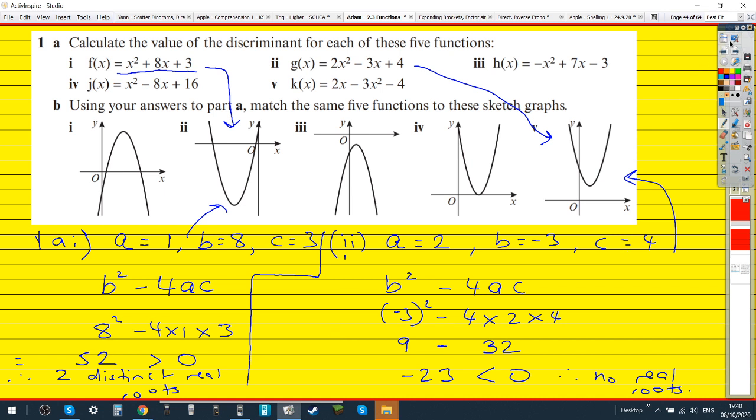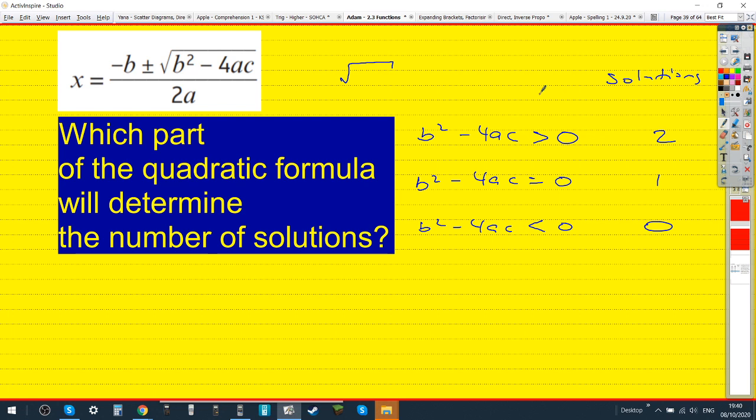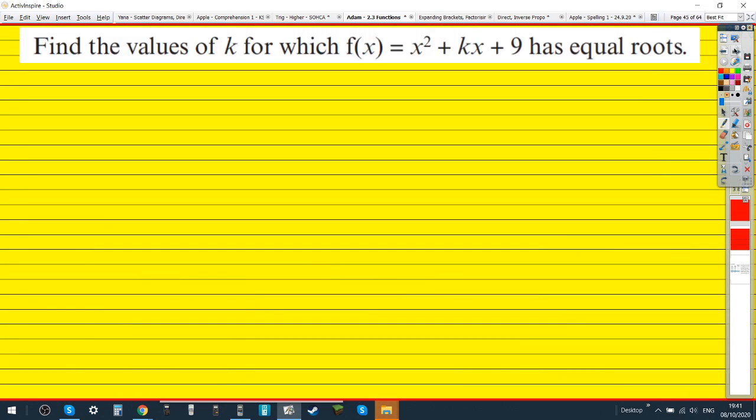So discriminant, yeah, and it all comes back to the quadratic formula. If you can't square root a minus number, and so if it's minus in that bit, there are no solutions. Yeah. Okay, how about we do this?